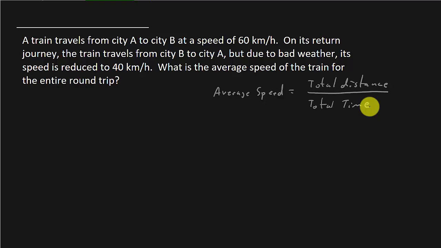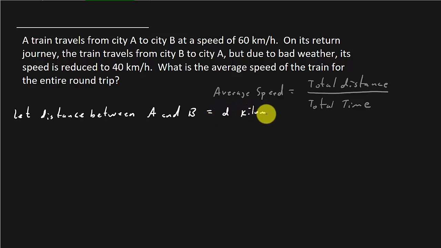All right. So let me use a different color. Let the distance between A and B, city A and city B, equal D kilometers. That's going to be the distance between city A and city B.